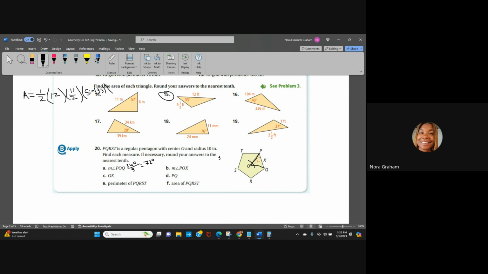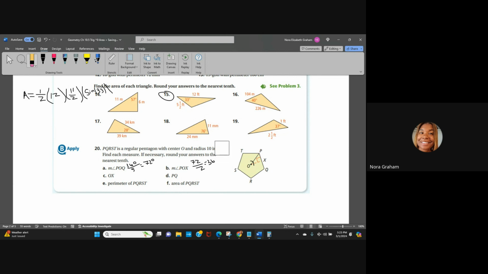Okay. For B, they want us to find POX. So that's the smaller angle. Since we're finding this smaller angle now, when we create that 90-degree triangle, all we're doing is dividing that 72 by 2, right? We're splitting that angle in half. So that's just 72 divided by 2, and that's just going to give us 36.